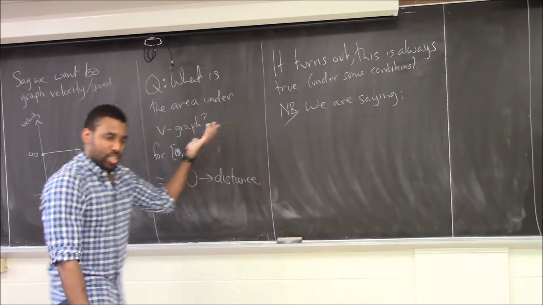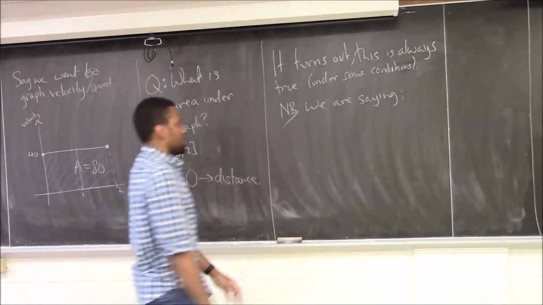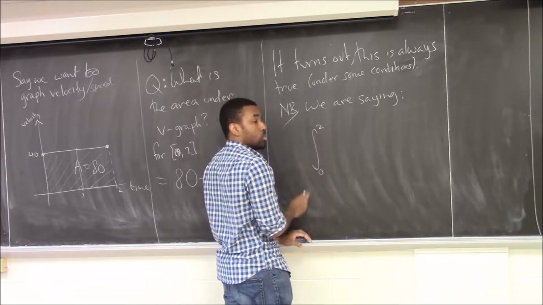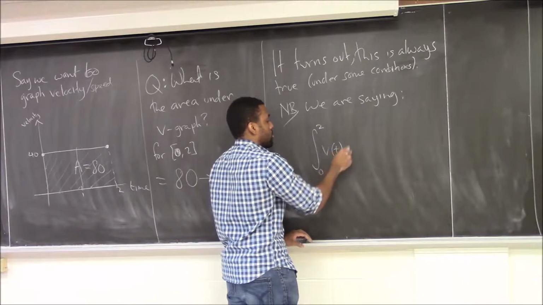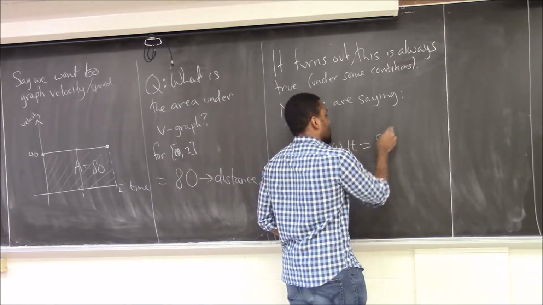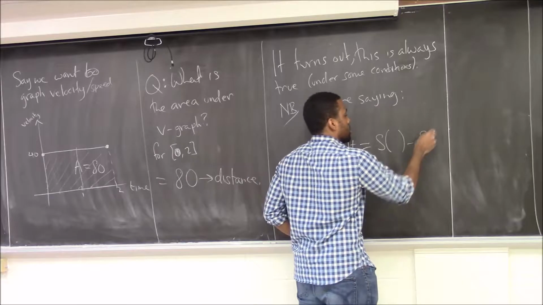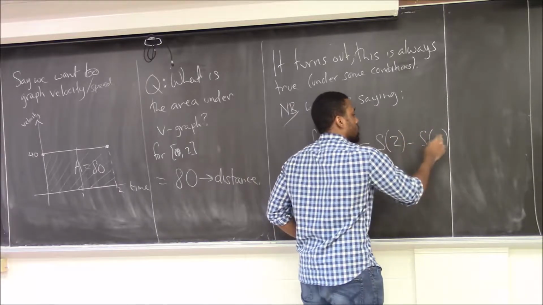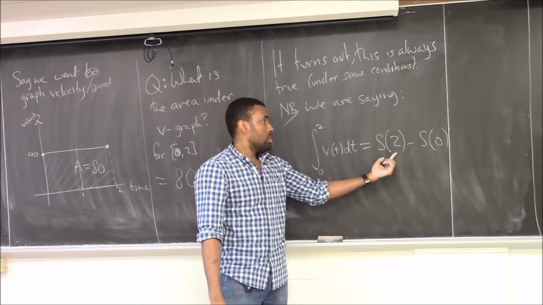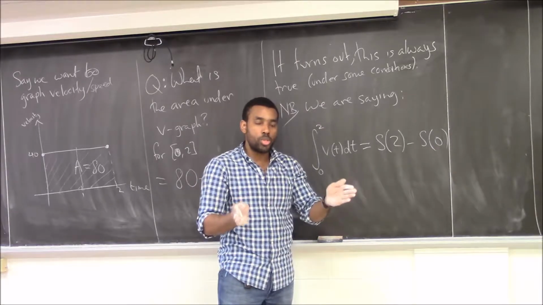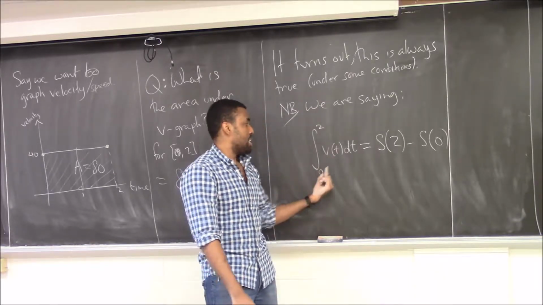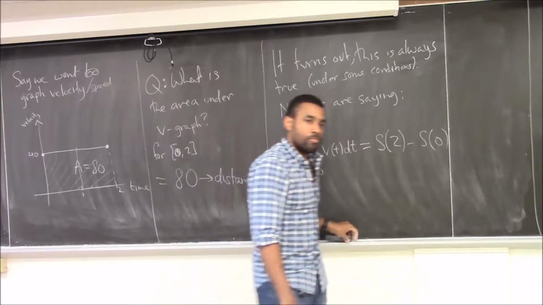To use the symbols that I introduced since this class, what I'm saying is the area between 0 and 2 under the velocity graph is actually equal to the distance traveled between 0 and 2. Measure my position at 2, measure my position at 0, find the difference between them, that's how much distance I've traveled. It turns out that's always the same as the area under the velocity graph.